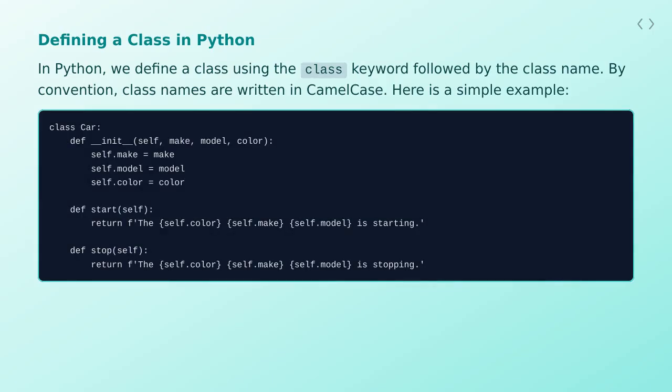Now, defining a class in Python. In Python, we define a class using the class keyword followed by the class name. By convention, class names are written in camel case. Here is a simple example. This sample defines a function. Review the implementation on the slide.